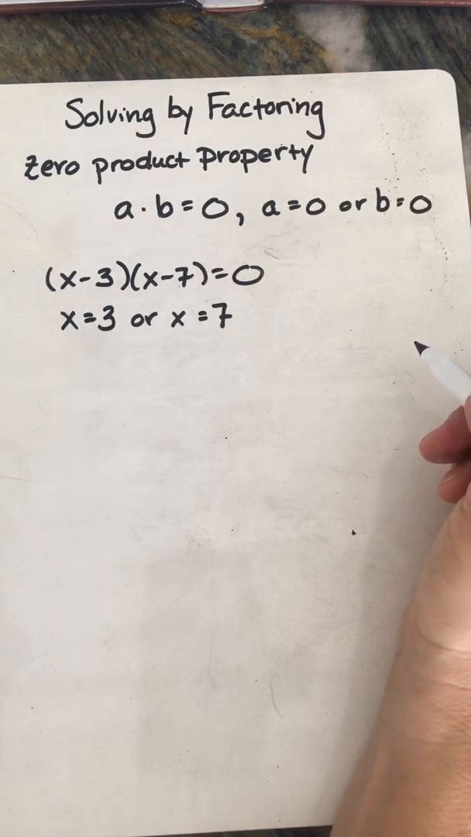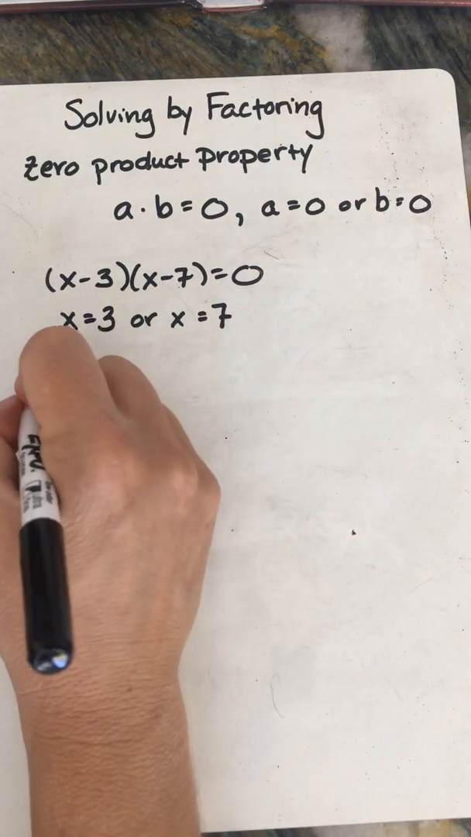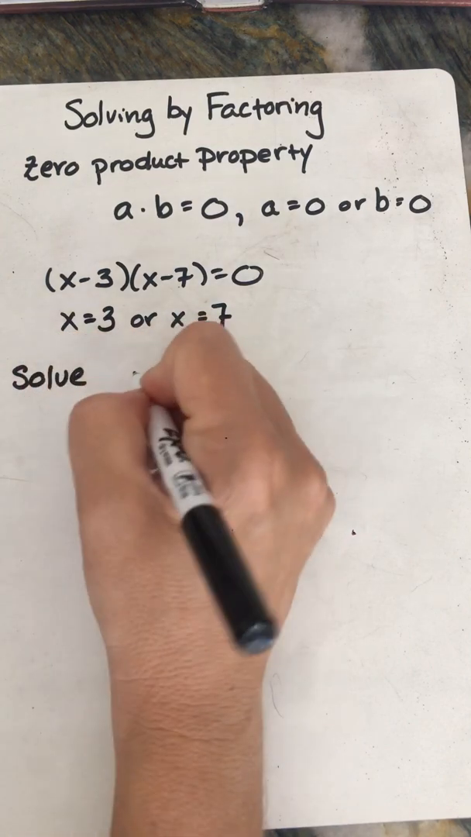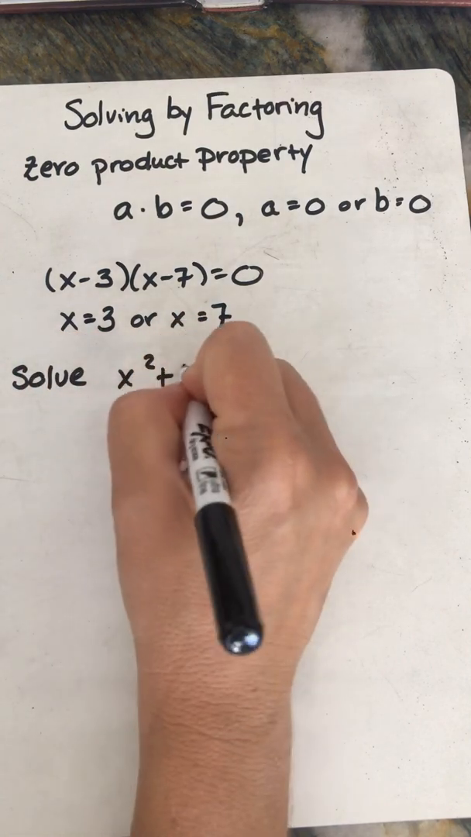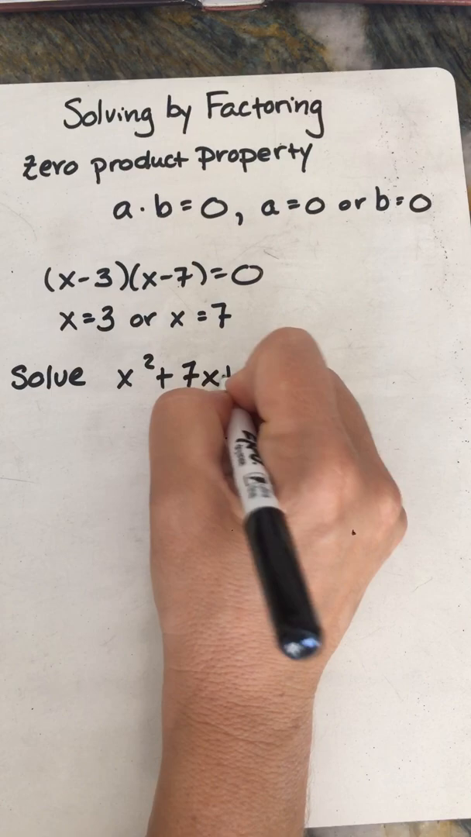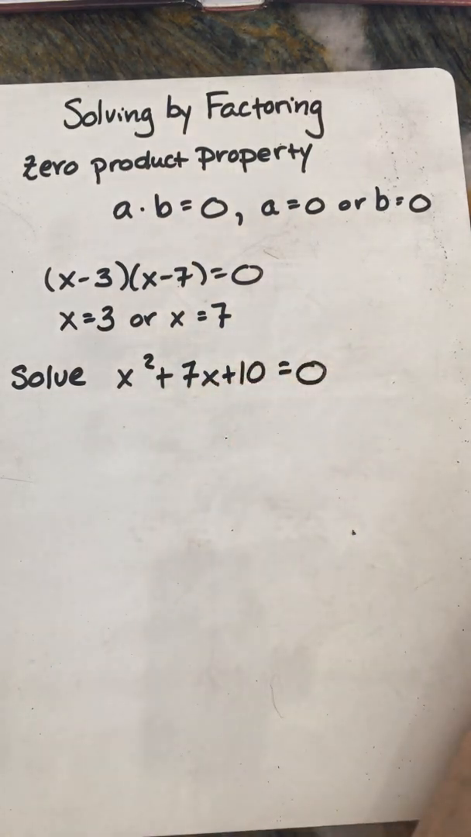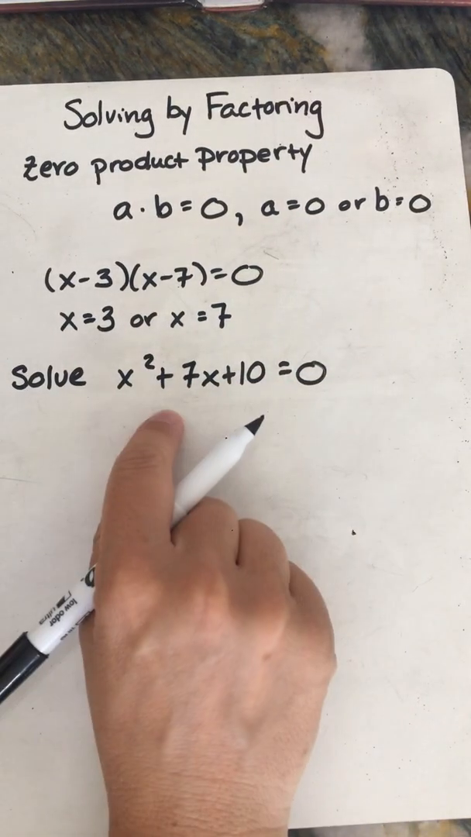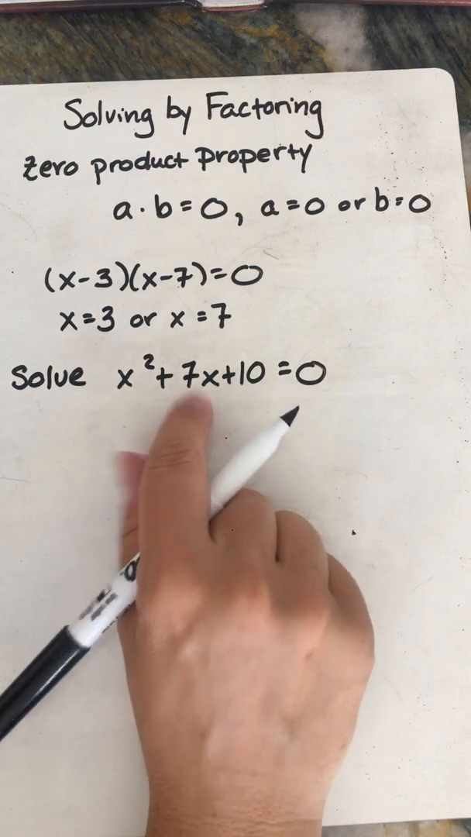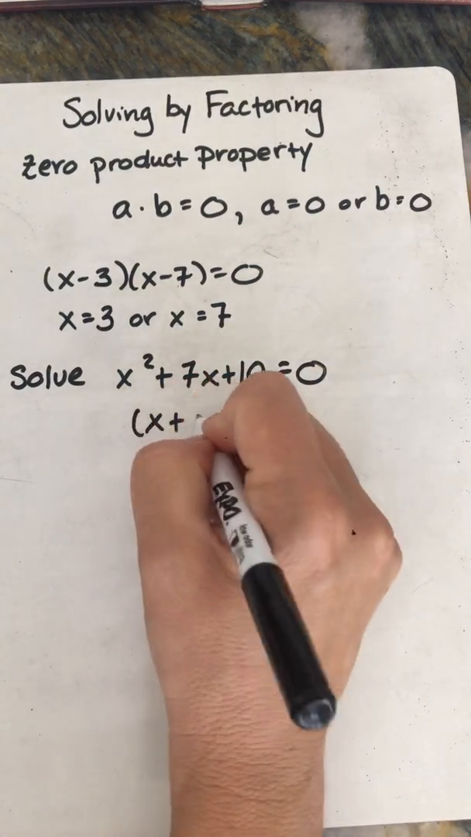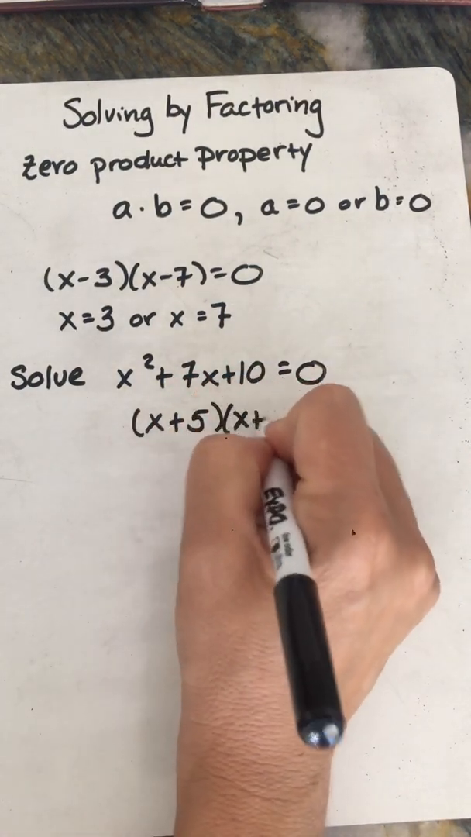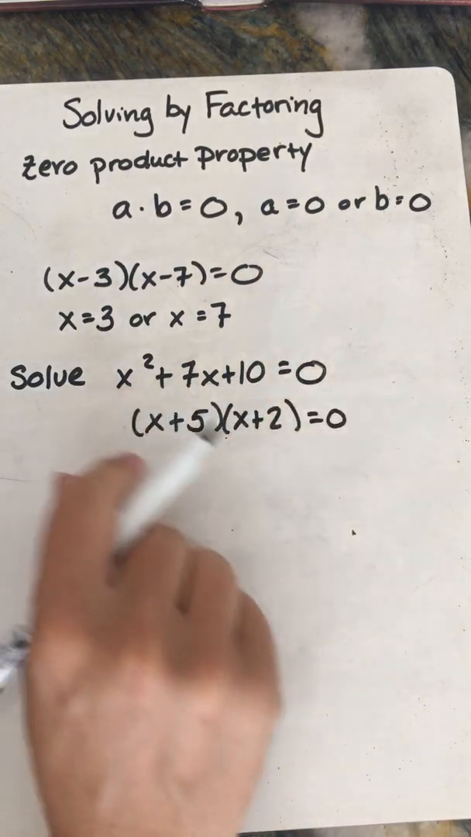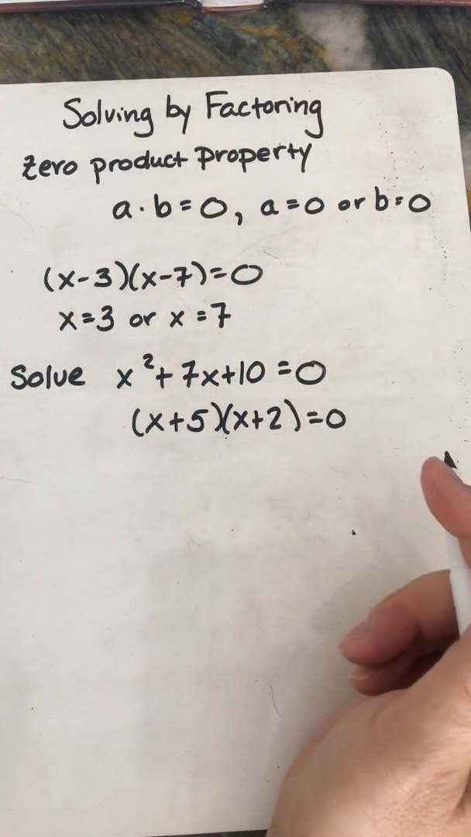So let's just take it a step further and say, hey, what if I have to solve a quadratic trinomial? Let's do an easy one. x squared plus 7x plus 10 equals 0. This is factorable, right? Factors of 10 that add to equal 7. We've got x plus 5, x plus 2. So that is the factored form of that trinomial.